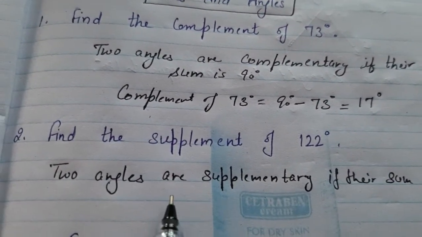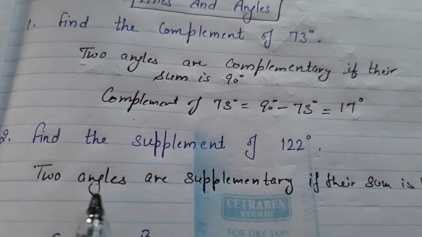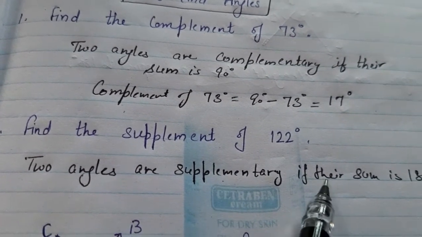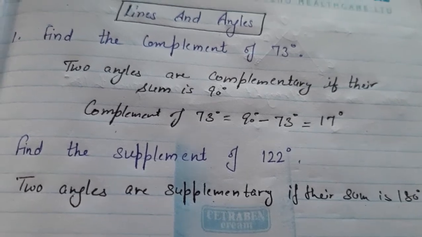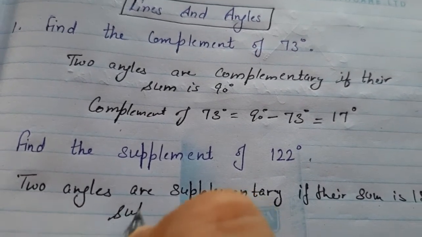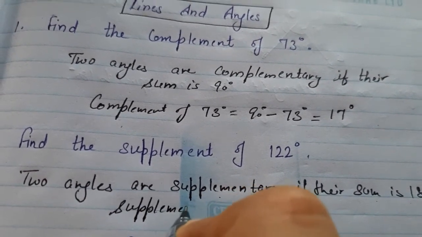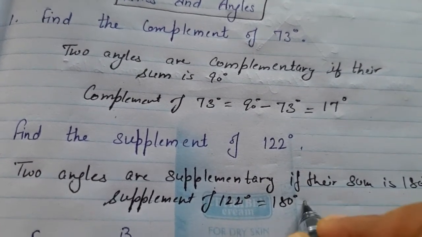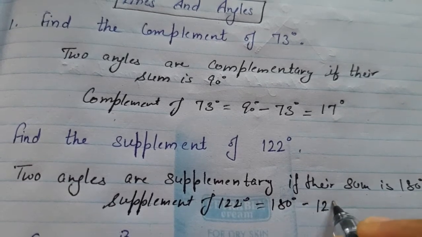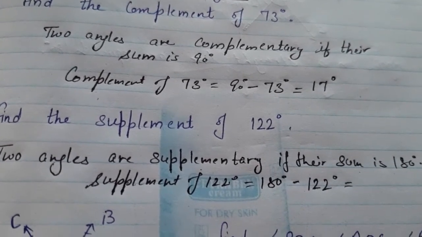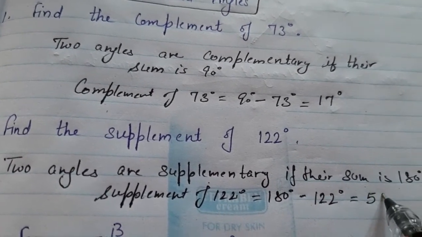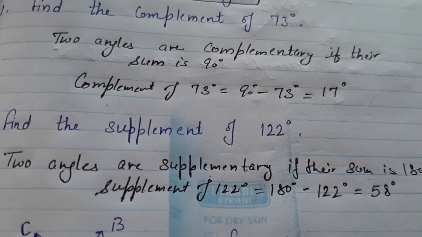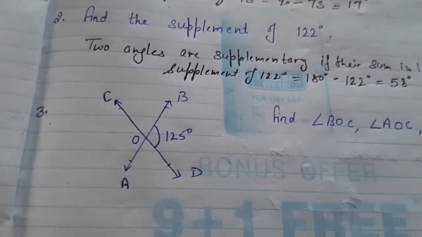Similarly, find the supplement of 122 degrees. Now we know two angles are supplementary if their sum is 180 degrees. So what will be the supplement of 122 degrees? We have to subtract 122 degrees from 180 degrees. So it comes out to be 58 degrees. This way we can find it out.